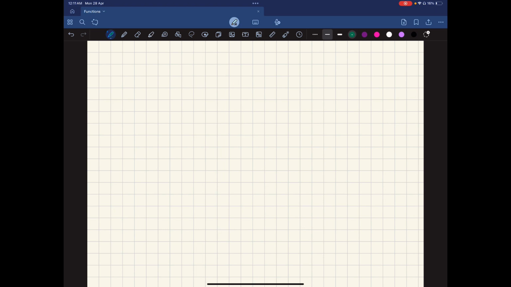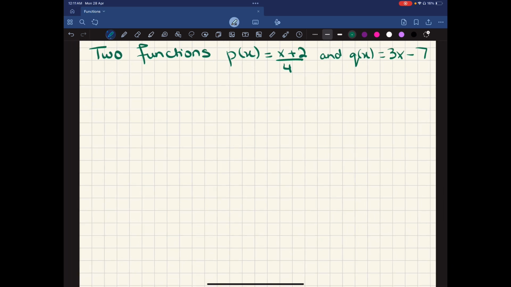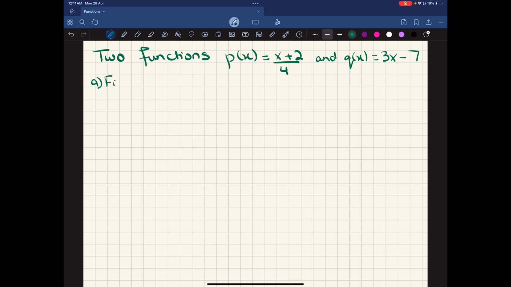We're going to do one last question in order to ensure that you understand composite functions, inverse functions, and functions in general completely. So two functions: p of x equals (x plus 2) over 4, and q of x equals 3x minus 7. Find the function p of q inverse of x.